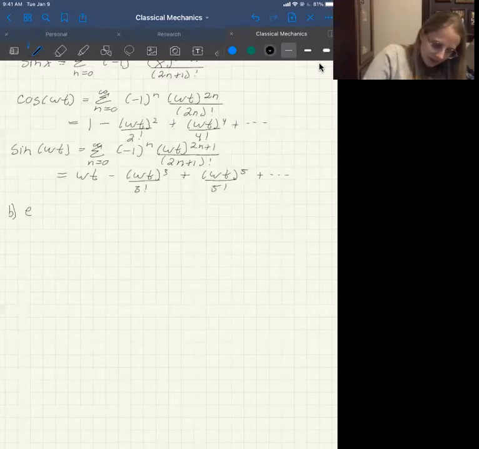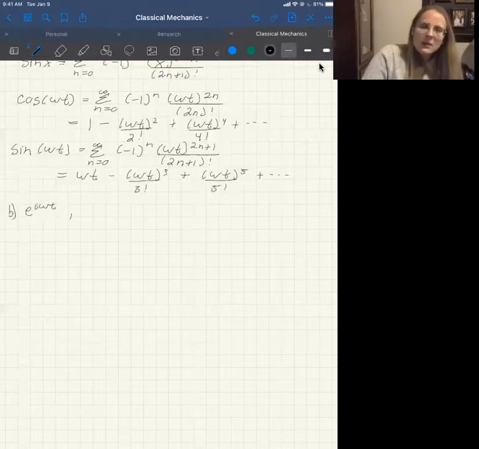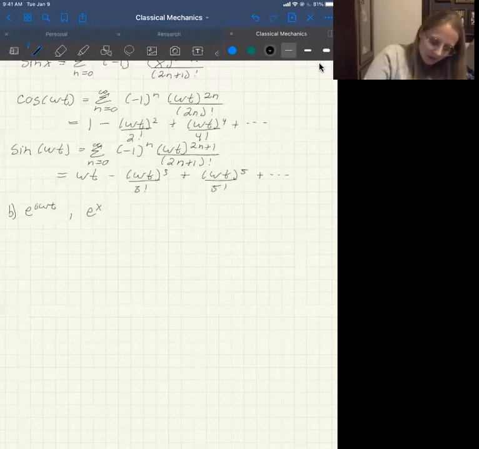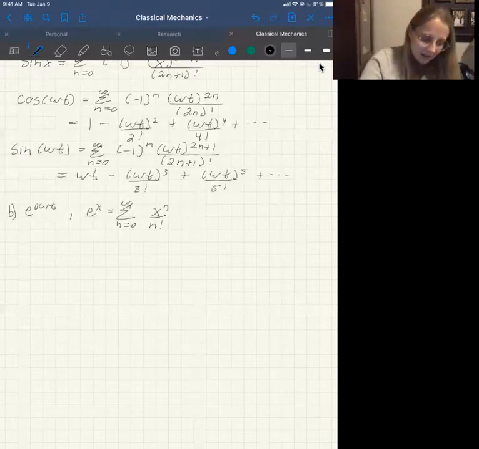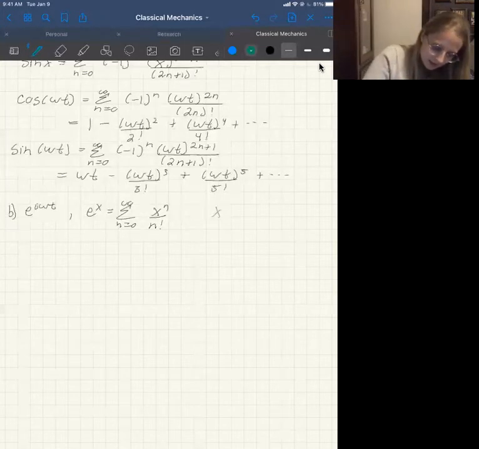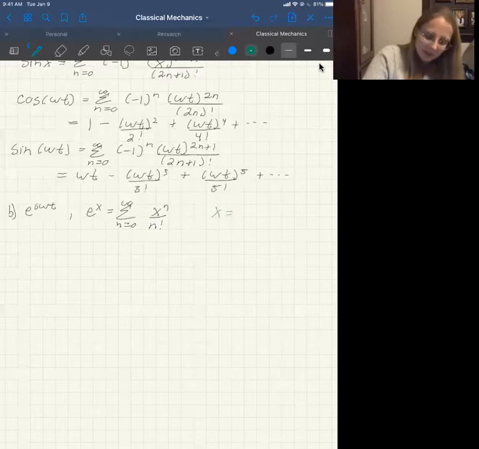Part B is very similar. B wants you to write out the Taylor expansion for e to the i omega t. Looking up the Taylor expansion for e to the x, we find that it's just the sum from n equals 0 to infinity of x to the n over n factorial. Following a similar process to part A, we say x is equal to the argument of the exponential, so i omega t.